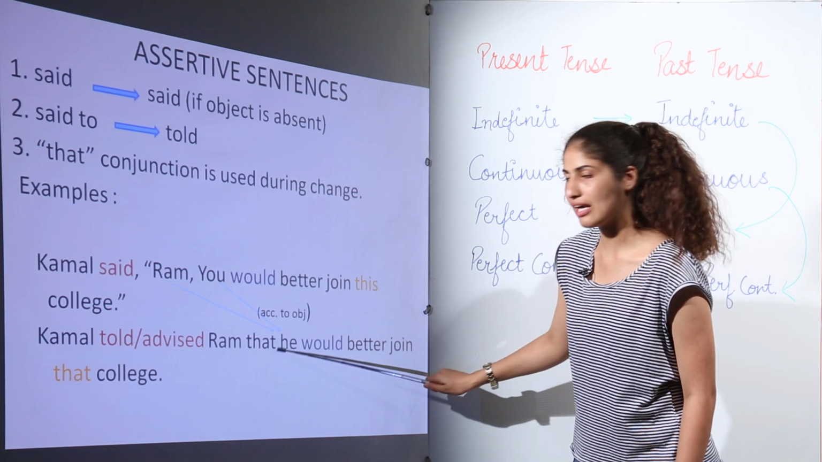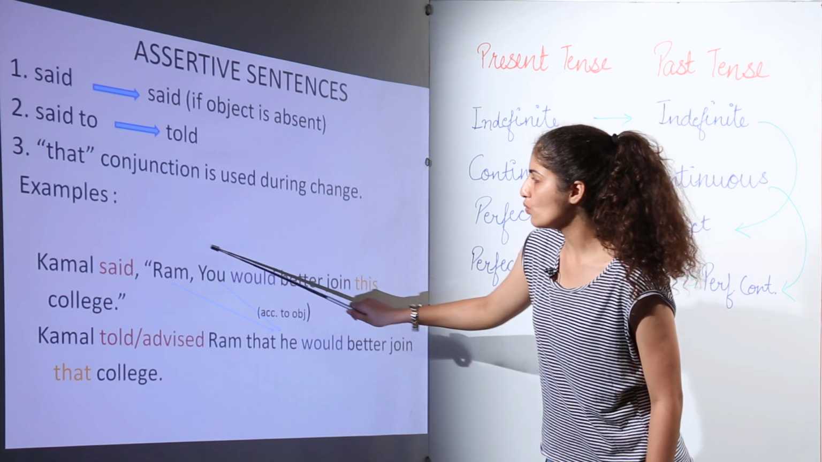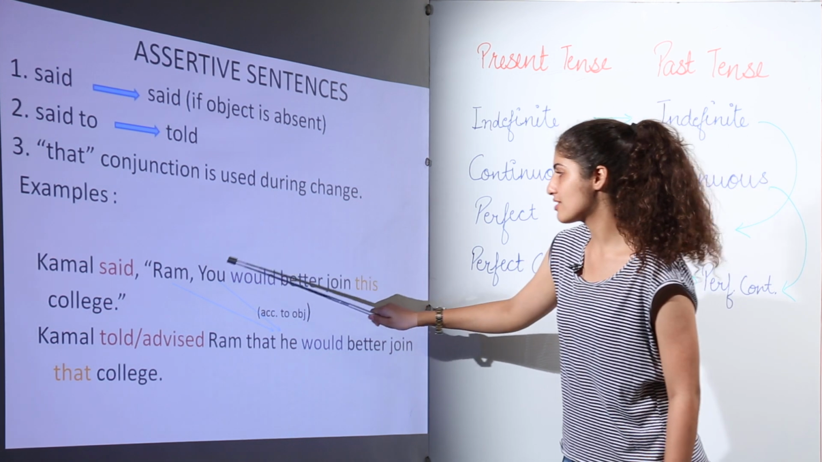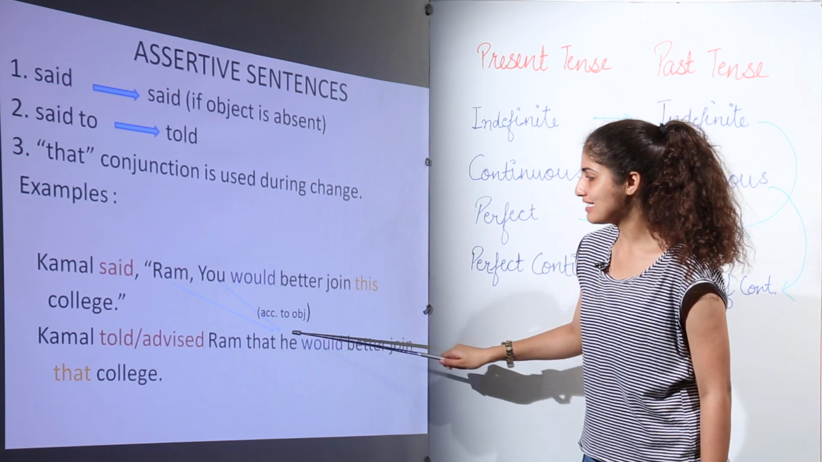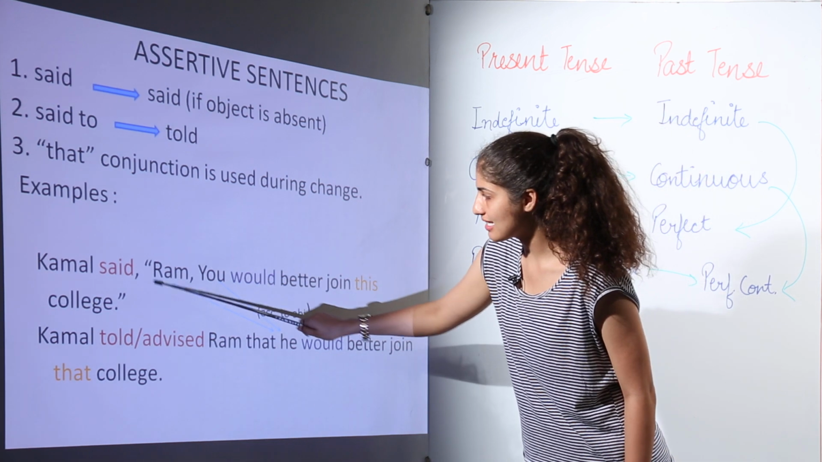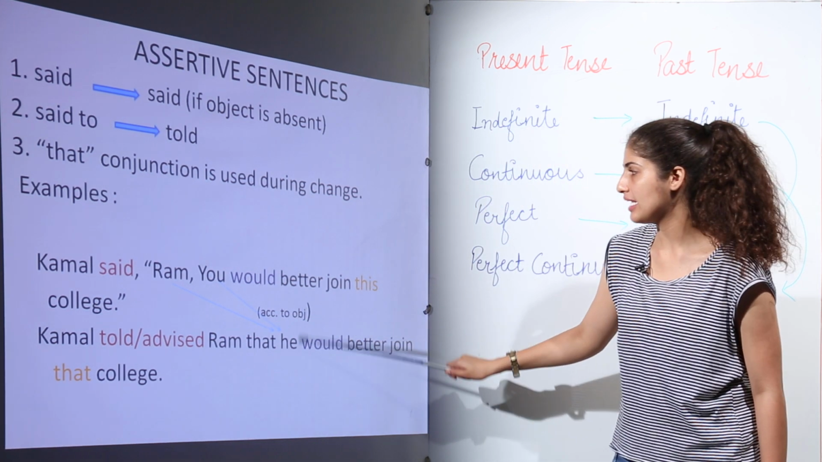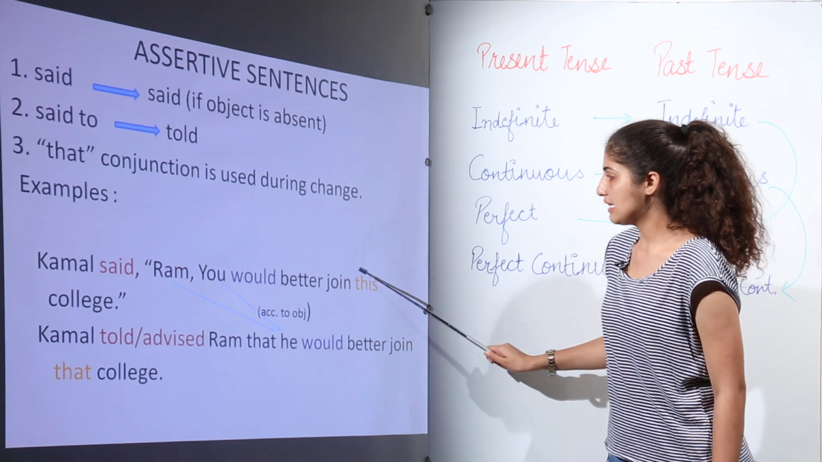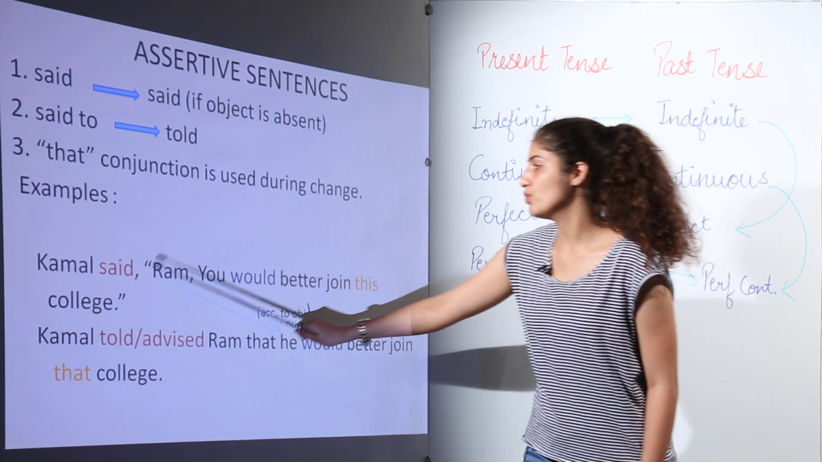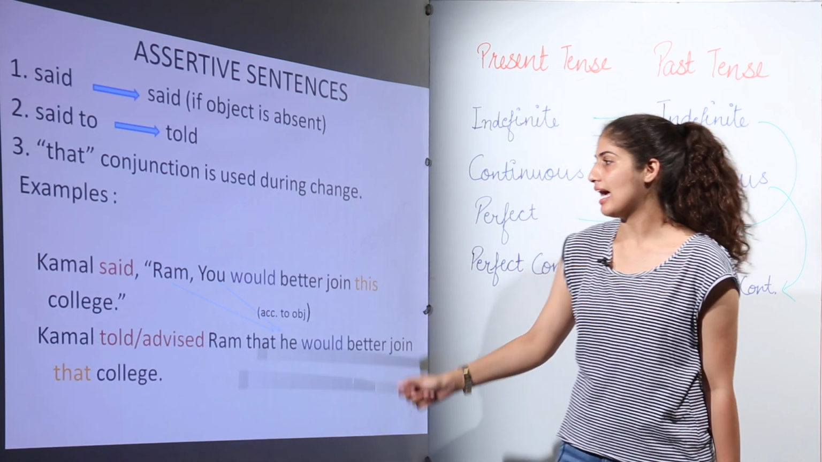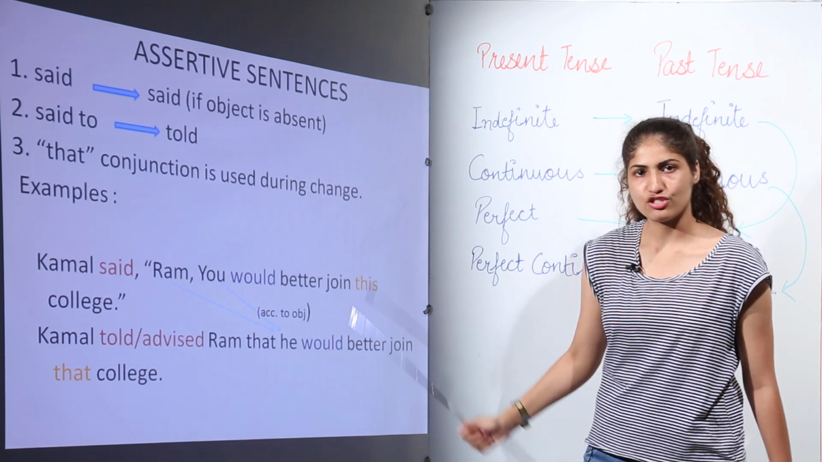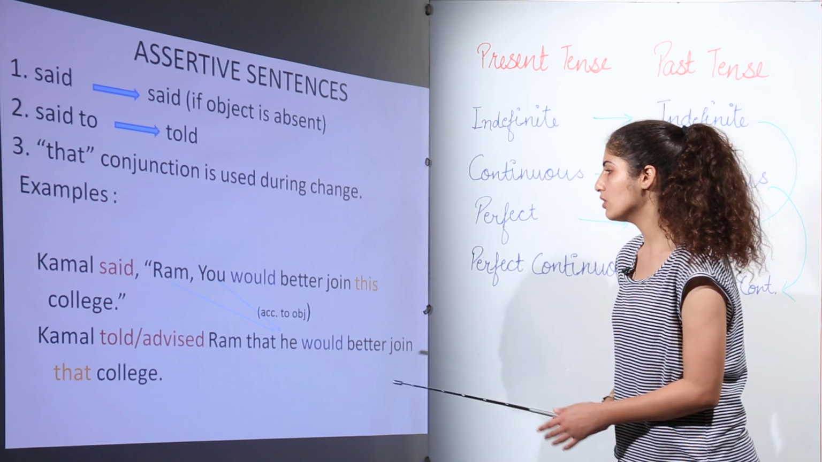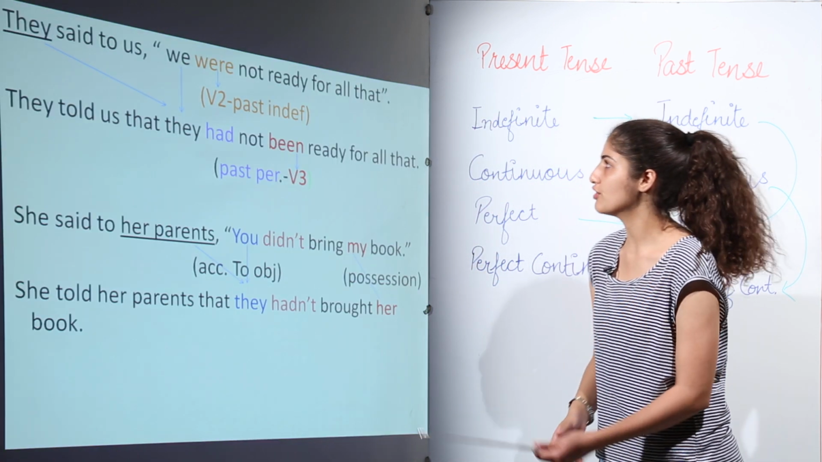And now the conjunction that will be used. You, we have already discussed, will be used according to the object. So according to the object, you will be changed into he, and here the object is Ram. So you will be changed into he, and would remain as is, would better join. This is changed into that. So we can say that in the indirect speech, the sentence will be Kamal told or advised Ram that he would better join that college.